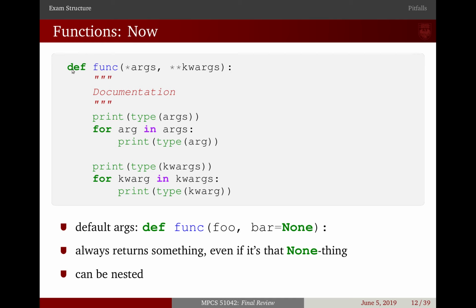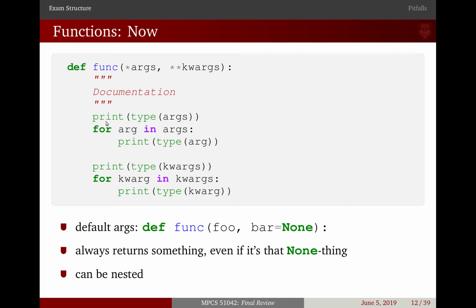So we have the syntax still defining the function, but now we know things like we can take in an arbitrarily long list of arguments. We can take in an arbitrarily long list of keyword arguments. We can provide documentation strings underneath that function as well.